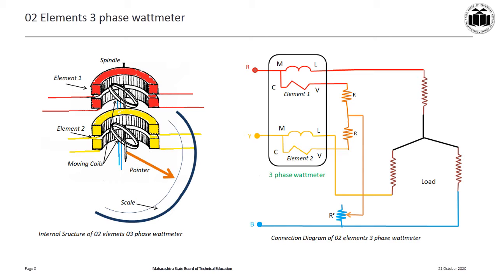The torque on each element is proportional to the power being measured by that meter. The total torque deflecting the moving system is the sum of the deflecting torque of 2 elements. Hence, total deflecting torque is proportional to P1 plus P2, that is total power of the load.